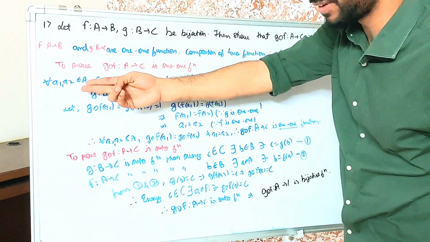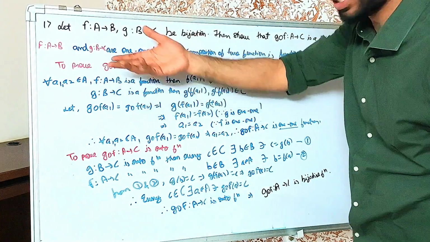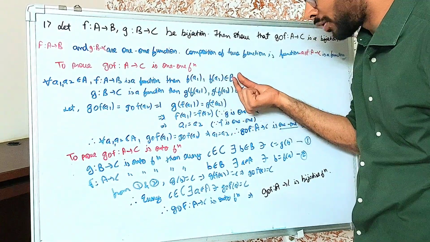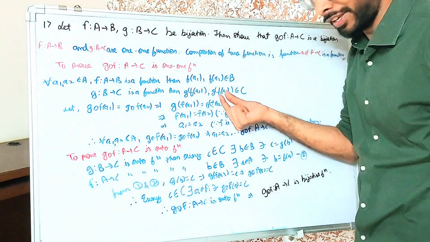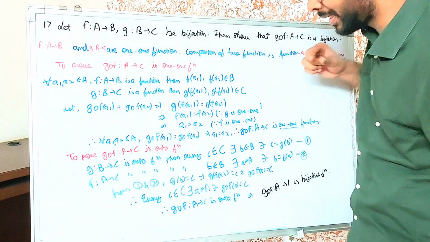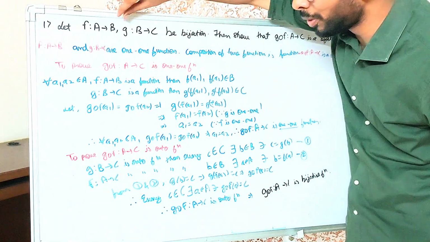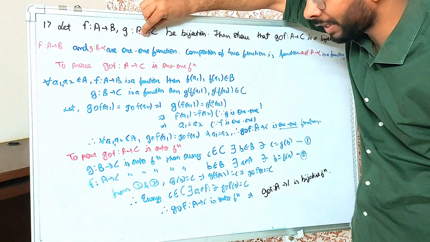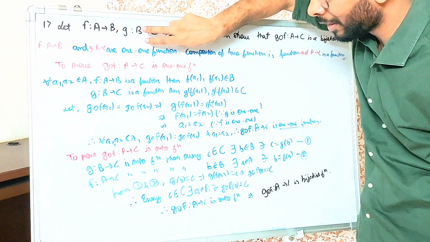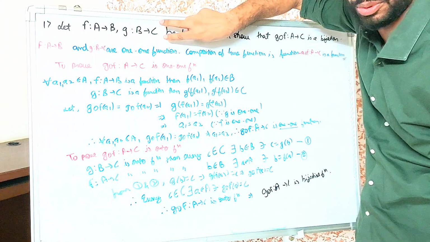Let's say a1, a2 are two numbers, 2 and 3. You'll substitute and get 5 and 6. 5 and 6 belong to B. Now g of 5 and 6 belongs to C. What does that mean? f of a1, f of a2 belongs to B. When you substitute them in g, you will get the output, which is in C.